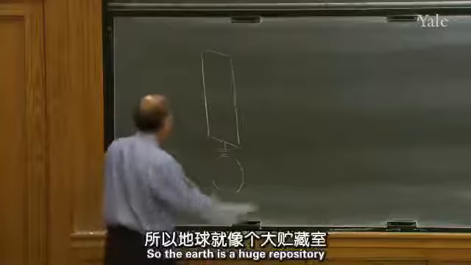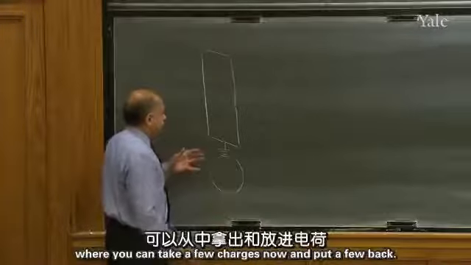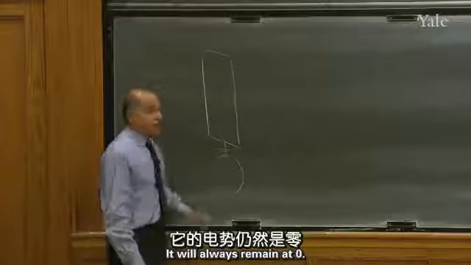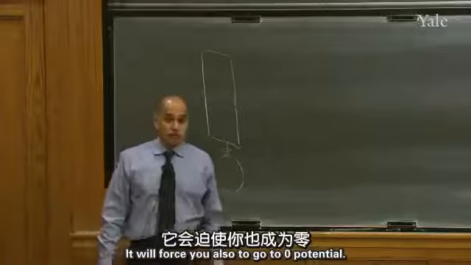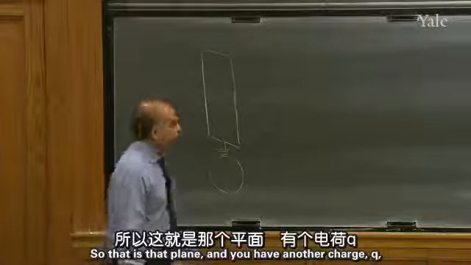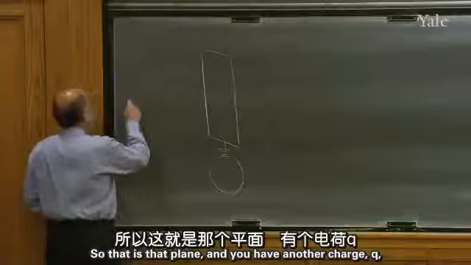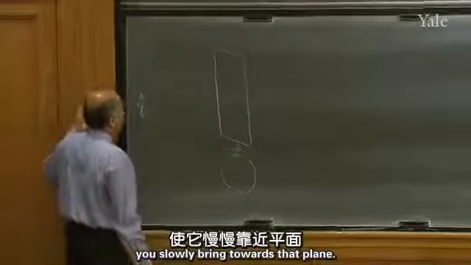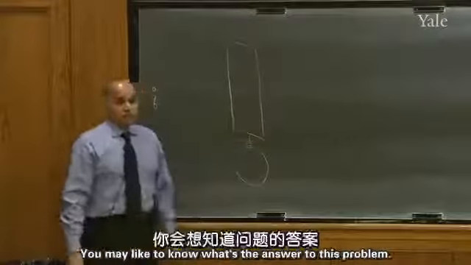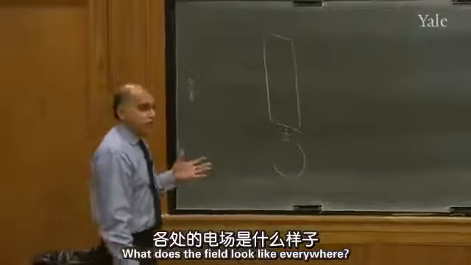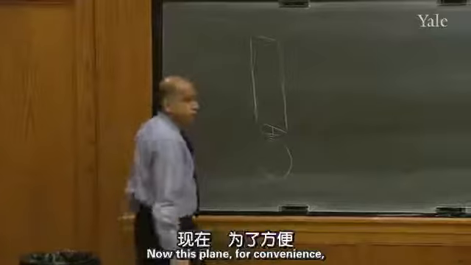So the earth is a huge repository where you can take a few charges now and put a few back. It'll always remain at zero. It'll force you to also go to zero potential. So that is that plane. And you have another charge Q. You slowly bring it towards that plane. And you may like to know what's the answer to this problem. What does the field look like everywhere?